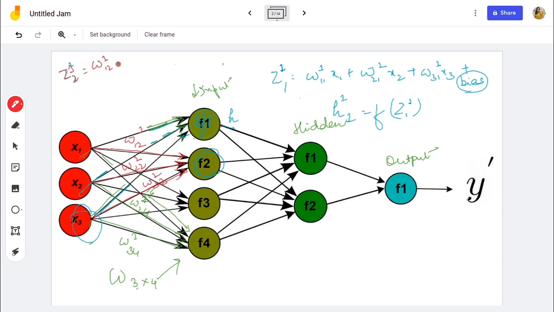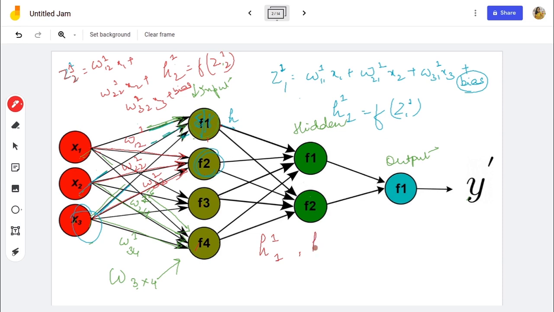So Z of 2,1 will be equal to W12 superscript 1 X1 plus W22 superscript 1 X2 plus W32 superscript 1 X3 plus bias, again optional. And this Z will pass through an activation function again to give us h, first layer, second node. So after doing all this, you will get 4 outputs because there are 4 nodes. So what are the outputs for the input layer?